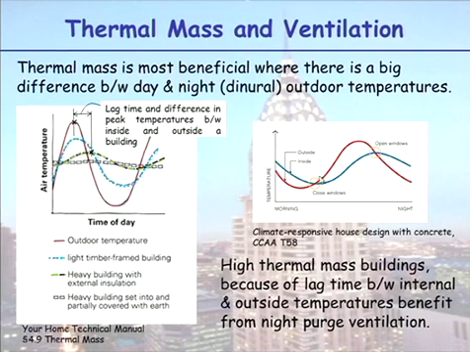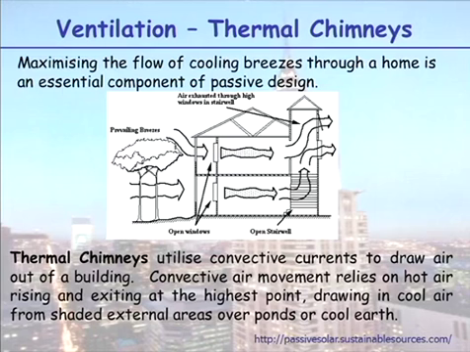If you're aware of that lag, you close windows when your outside temperature starts getting hotter than the inside, and then in the evening you open the windows again. That's a very efficient way of keeping your house cooler. So high thermal mass buildings, because of the time lag between the internal and outside temperatures, benefit from night purge ventilation. So opening windows at night and letting the cool air come in is a great way to keep your building cooler.